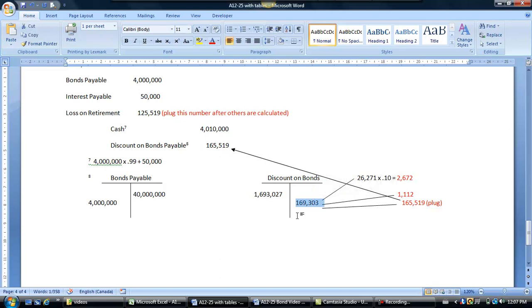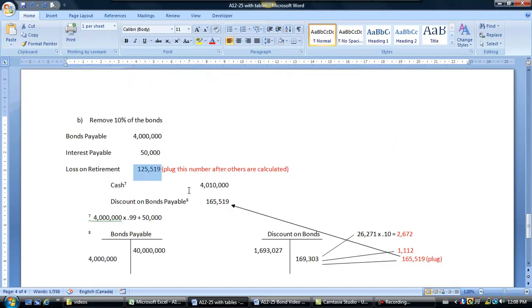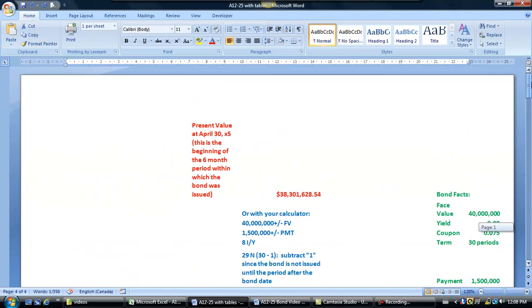So on the retirement, to shore it up, to make sure that on the $4 million I've amortized the full amount, I'm going to plug it in, right? That's the amount I need. So I'm going to plug this in here, right? So I can calculate my loss by plugging it up. The total debits have to equal the total credits, right? So now I've got my credit amount here. I can plug this guy. And that's my loss. Okay? So this concludes our presentation on the issuance of a bond when it's issued between interest payment dates. And you also have a bond retirement.